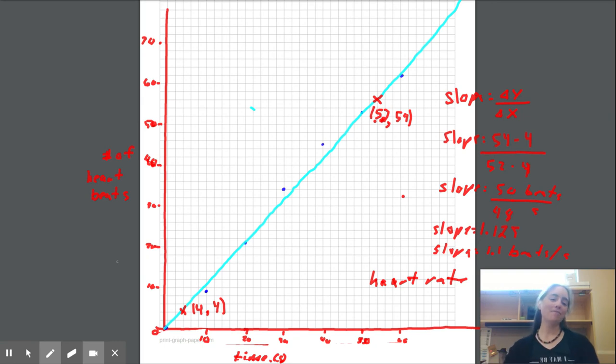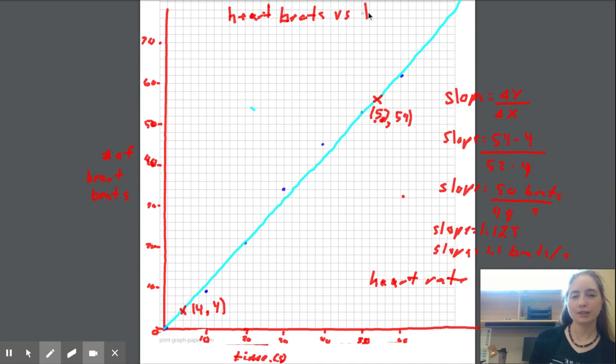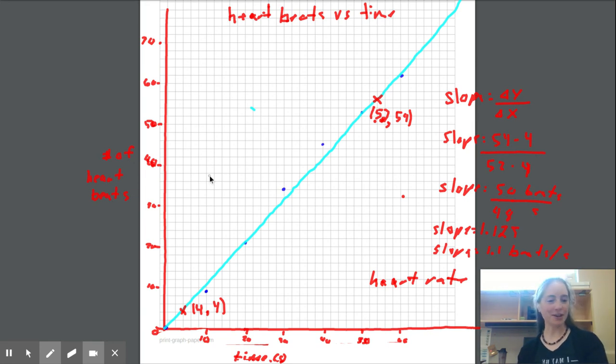So ladies and gentlemen, what am I missing? What would I deduct half a point off of this? I want you to look at my graph and see what am I missing. Title. I am missing my title. So I would need to, at the top, write heart beats versus time. There you go. There's your title.